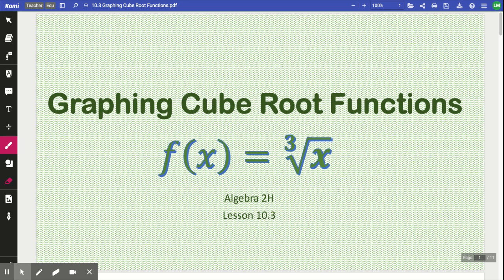We're learning a new parent graph. This one is called graphing cube root functions. Last class we learned square root functions. Now today we have an index of 3, so we're taking the cube root, okay?